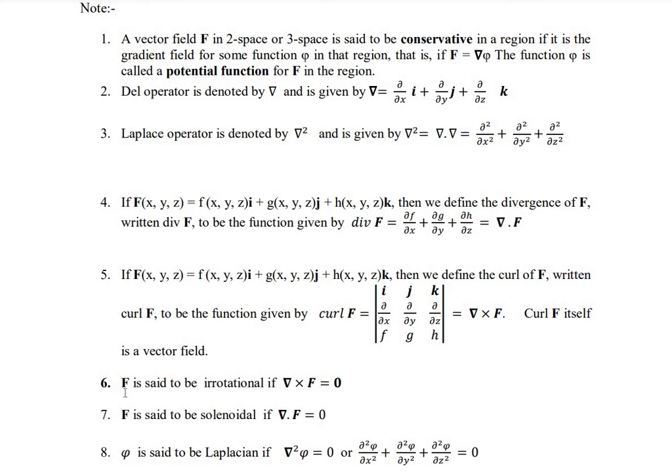The next one is, f is said to be irrotational if the cross product of del and vector f is equal to 0. Vector f is said to be solenoidal if del dot f is equal to 0. So phi is said to be Laplacian if del square phi is equal to 0, or we can write it as dou square phi by dou x square plus dou square phi by dou y square plus dou square phi by dou z square, so that will be equal to 0.